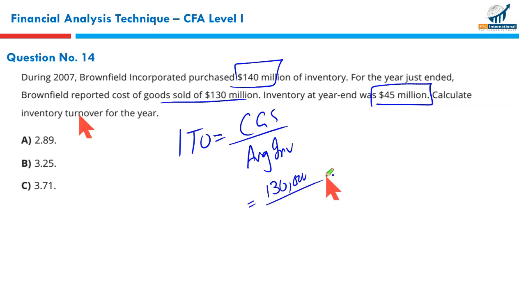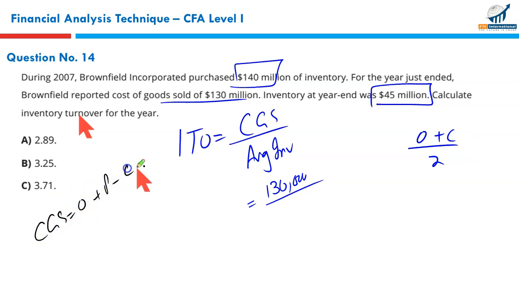What about average inventory? Average inventory means your opening plus closing upon 2. We have closing but not opening. What to do? Use CGS. We know CGS is equal to opening stock plus purchases minus closing stock. CGS is given as 130. Opening stock is missing. Purchase is 140 million. Closing stock is given as 45.